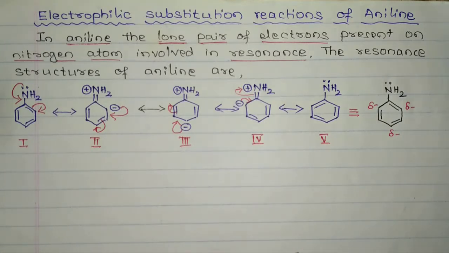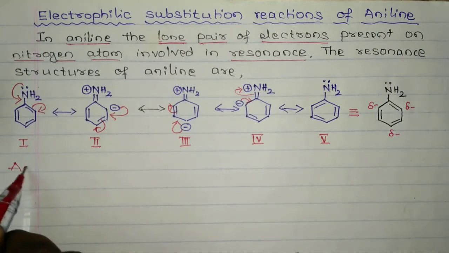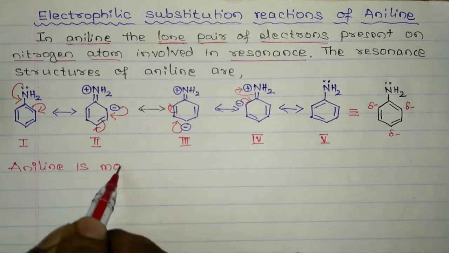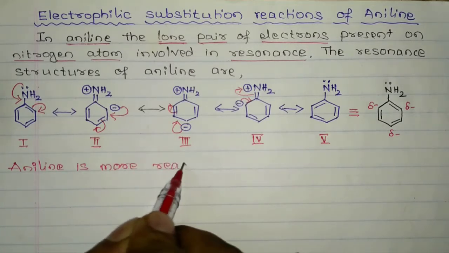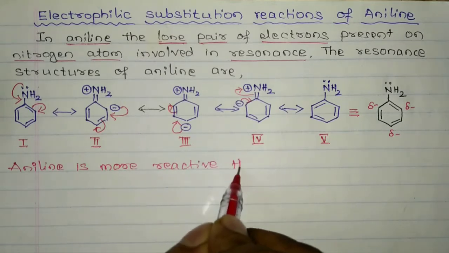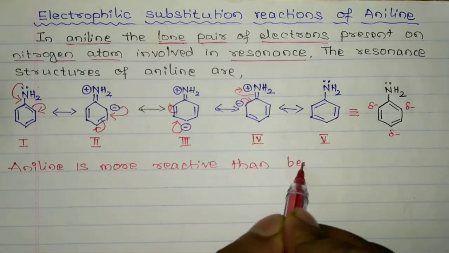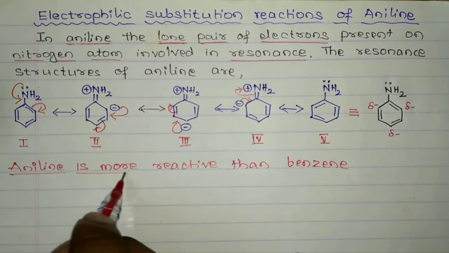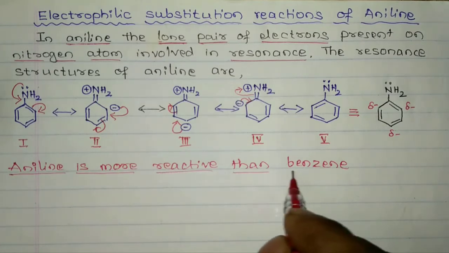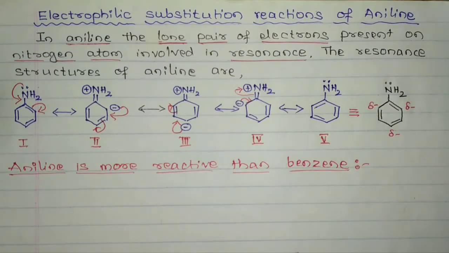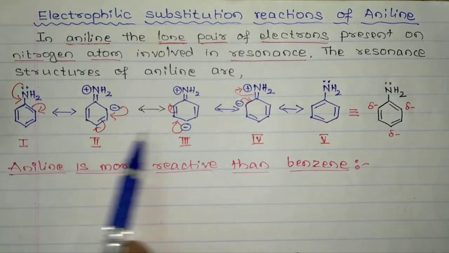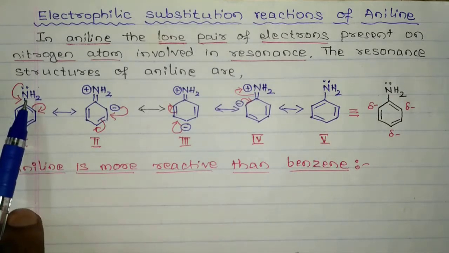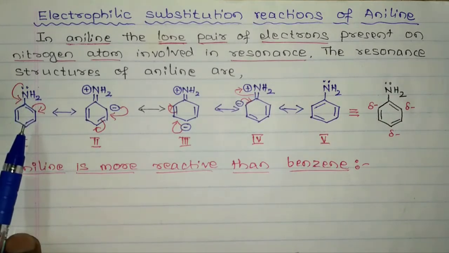Aniline is more reactive than benzene. Now let us see. Aniline is more reactive towards electrophilic substitution reaction if you compare it with benzene. From these resonance structures of aniline, it is clear that the NH2 group donates a pair of electrons to the benzene ring.